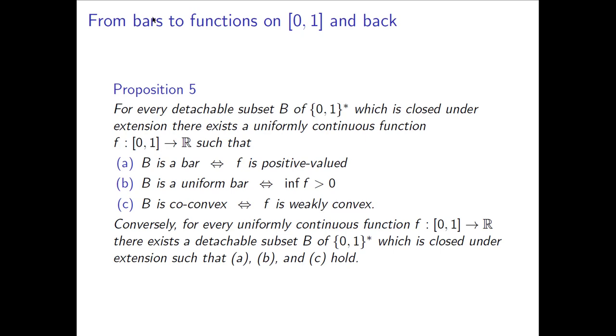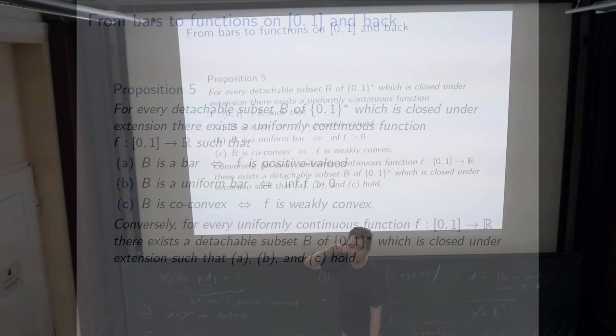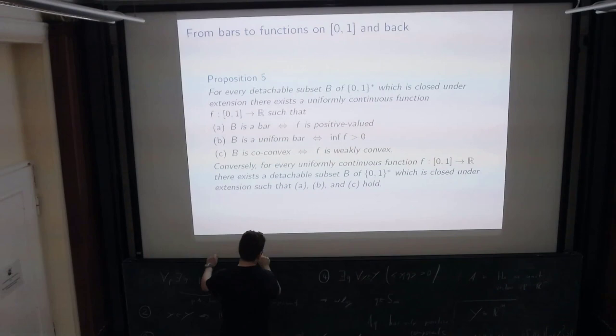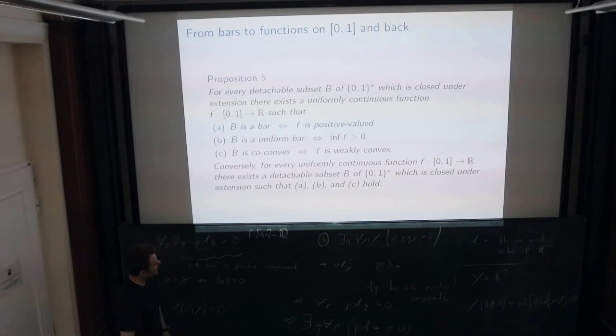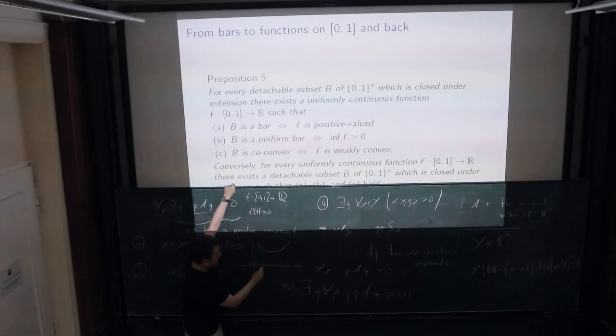Co-convex is almost that the complement is convex. What is weak convexity of functions? Something very weak. It says if for any t, f of t is positive, then one of the halves is uniformly bounded away from zero. That's the convexity, it's weaker than convexity. After all, this is convexity. If you are here with your positive value, you cannot be small on both sides. Not convex. Okay?